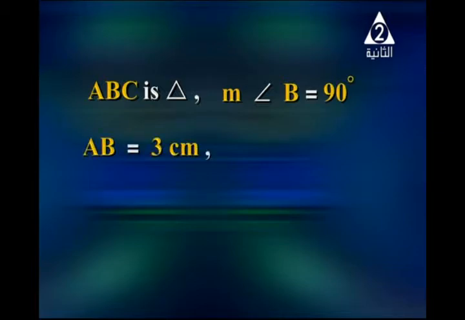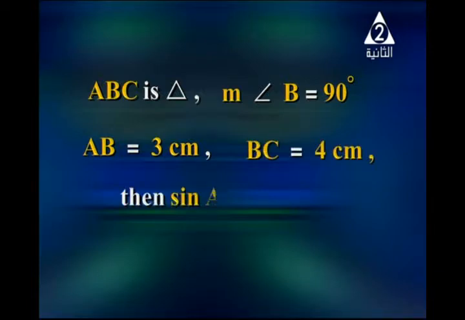ABC is a triangle. Measure angle B equals 90 degrees. AB equals 3 centimeters and BC equals 4 centimeters. Then sine A cosine C equals what? At the very beginning, you know that ABC is a right angle triangle at B. So try to draw a right angle triangle ABC, right angle at B. Then what about AB? AB is 3 centimeters and BC is 4 centimeters.